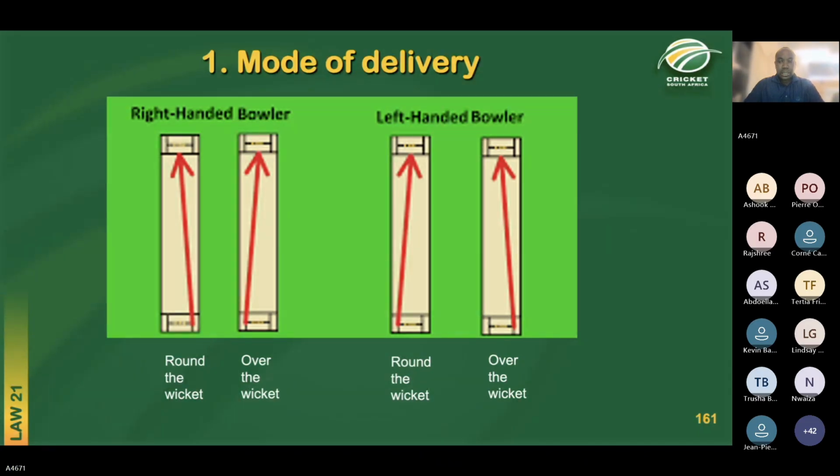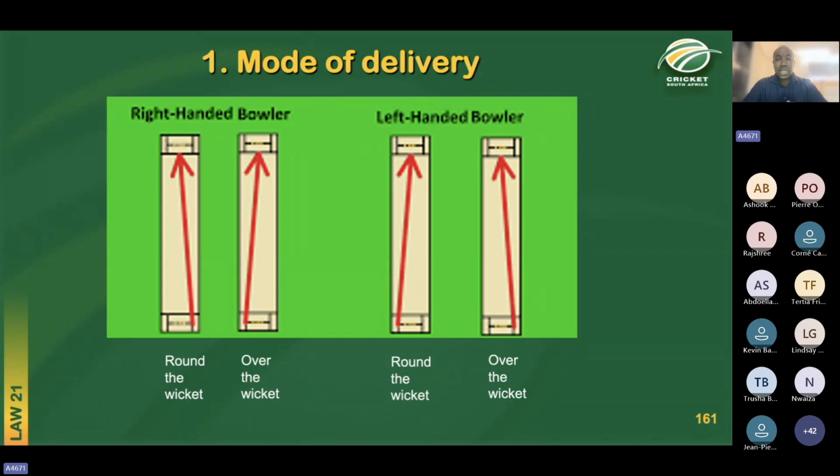Please do ask the bowler for their mode of delivery if they don't tell you. It is, as per law, the prerogative of the umpire to find out from the bowler. And once we found out from the bowler, then we verbalize that mode of delivery to the striker. So the striker knows the bowler's mode of delivery.